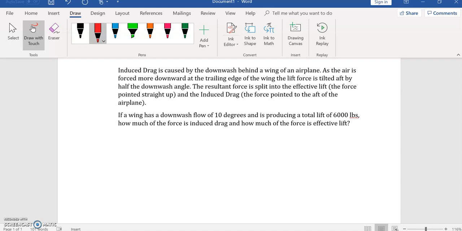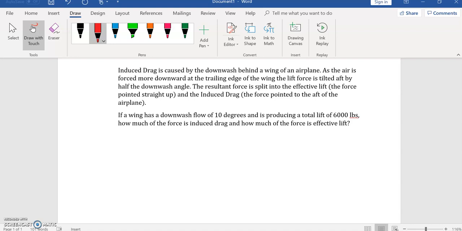Okay, I want to do an example for the trig assignment. Induced drag is caused by the downwash behind the wing of an airplane. As the air is forced more downward as the trailing edge of the wing lifts, the force is tilted aft by half the downwash angle. The resultant force is split into effective lift, the force pointed straight up, and induced drag, the force pointed towards the aft of the airplane.